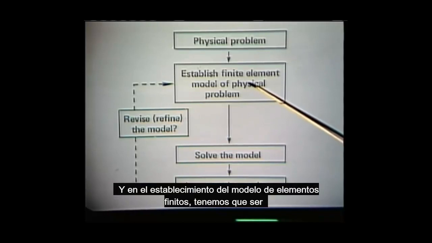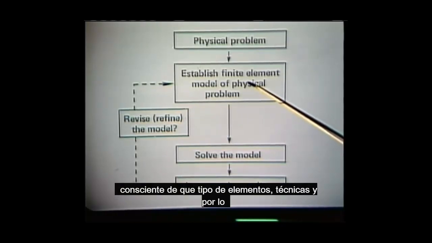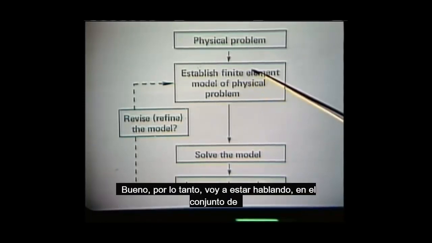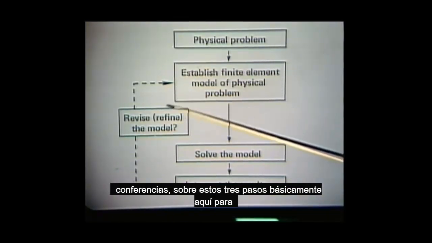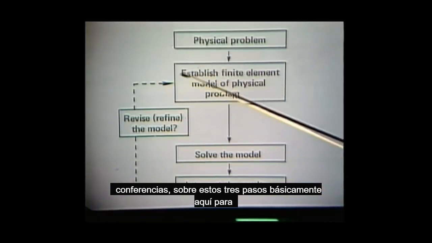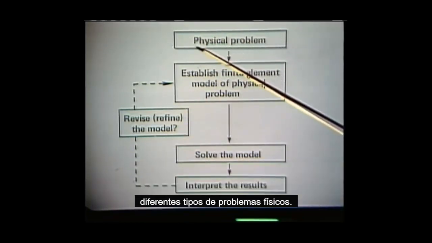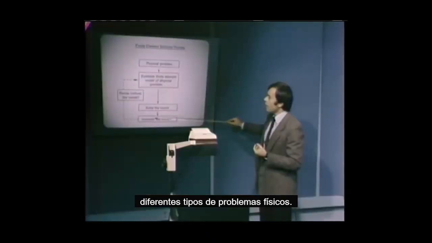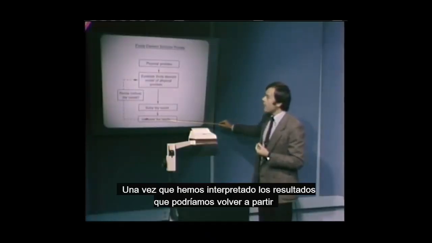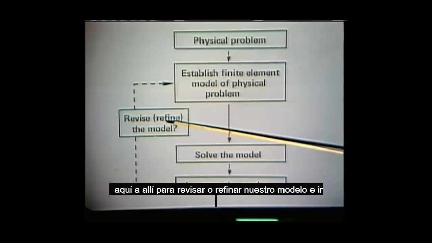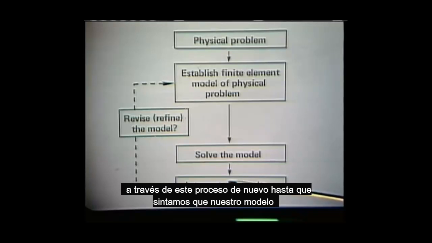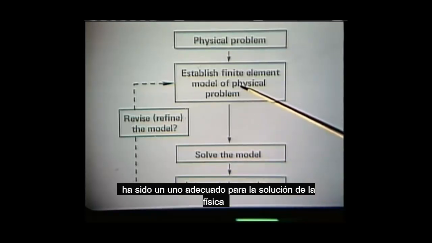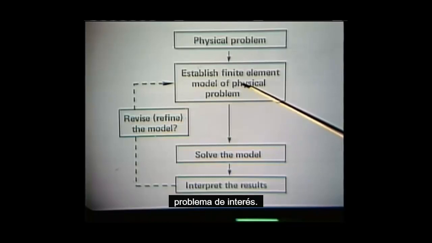And in establishing the finite element model, we have to be aware of what kinds of elements, techniques, and so on are available to us. Therefore, I will be talking in this set of lectures about these 3 steps basically here, for different kinds of physical problems. Once we have interpreted the results, we might go back from down here to there to revise or refine our model and go through this process again until we feel that our model has been an adequate one for the solution of the physical problem of interest.